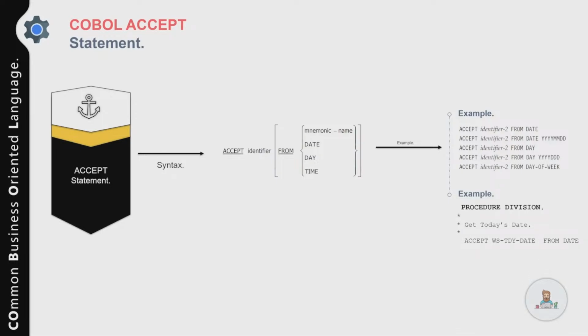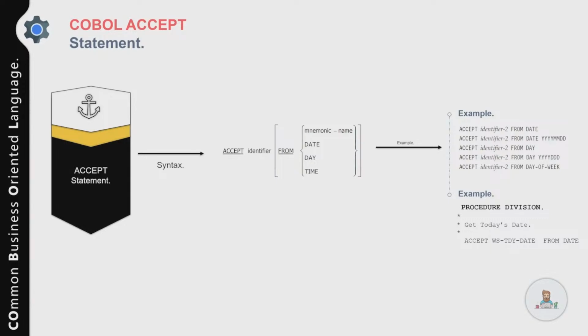Now let's talk about a couple of examples so that you can understand how you can use the ACCEPT statement in your COBOL program. In the following example, we have used the ACCEPT statement. After that, you have identifier 2, which could be your variable where you want to store the date. After that, we have included the FROM keyword, and then we have specified the date. Similarly, you can specify the format of the date that you want to get from the operating system. There are other options as well, and you can use them as per your requirement. In our second example, we actually get today's date from the operating system, and we have used ACCEPT.